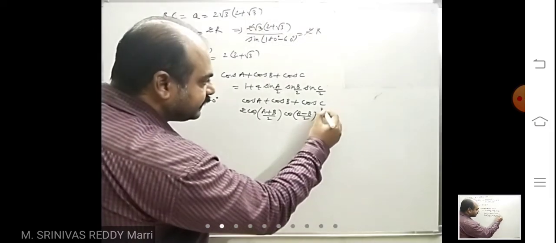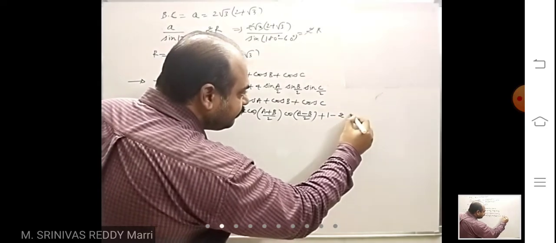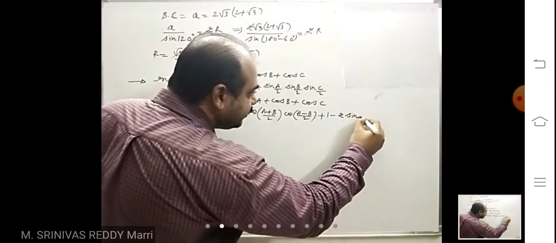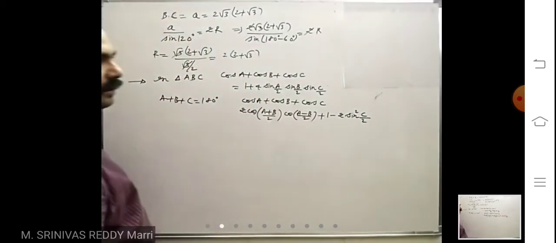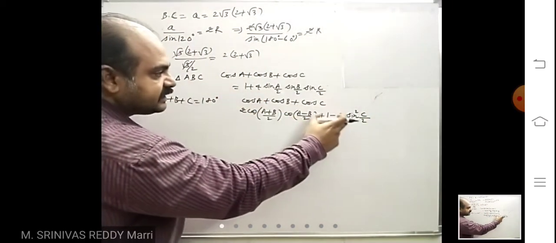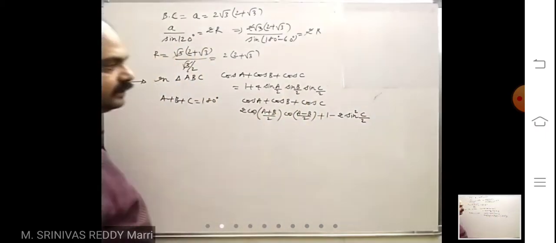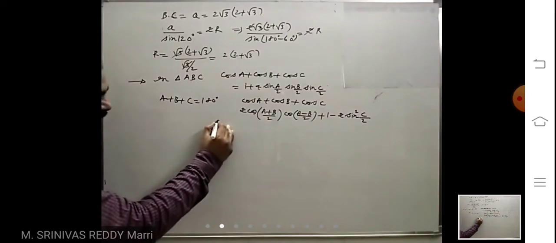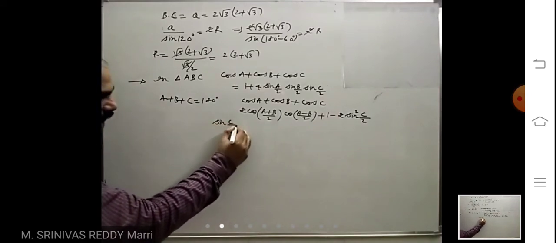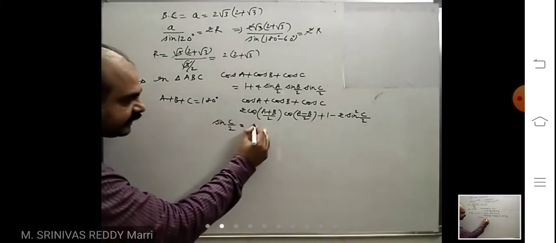Now what I am doing is, this cos C is there. I am writing it like 1 minus 2 sin square C by 2, the half angle formula. This is nothing but 1 minus 2 sin square C by 2. Right? So now look, sin C by 2 is there. Sin C by 2 can be written like this.